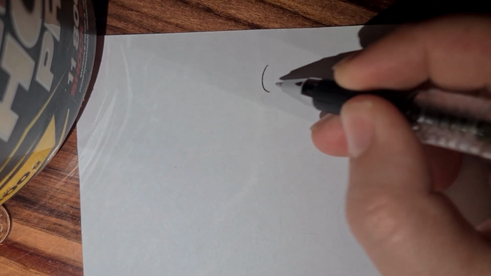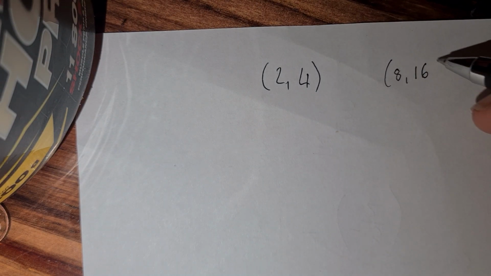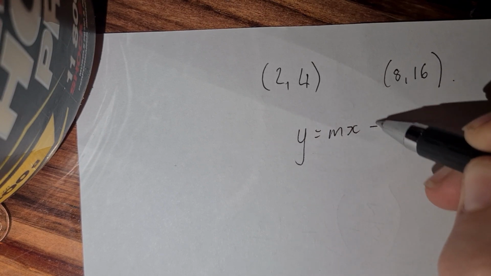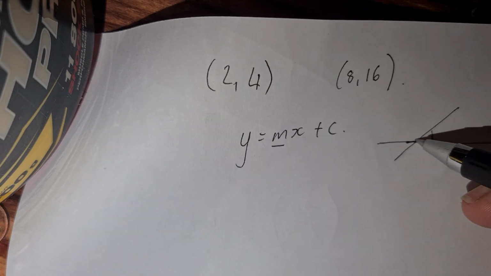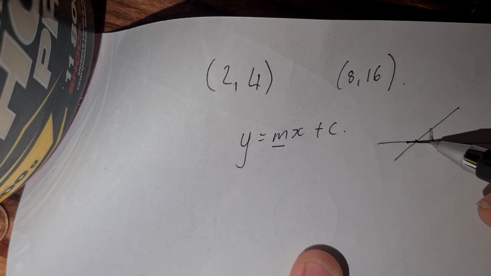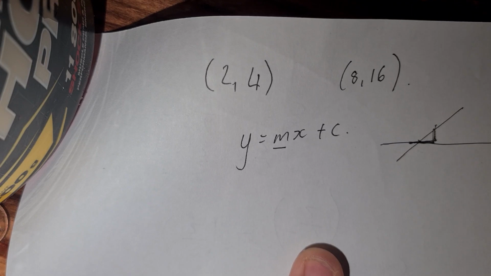If I'm given two points, (2, 4) and (8, 16), on a line, they want you to find y is equal to mx plus c. They're going to want you to find the m, which is the gradient. And what is gradient? Gradient is slope. How much is that sloping by? What's the rise over the run? How much y increases when each x increases.